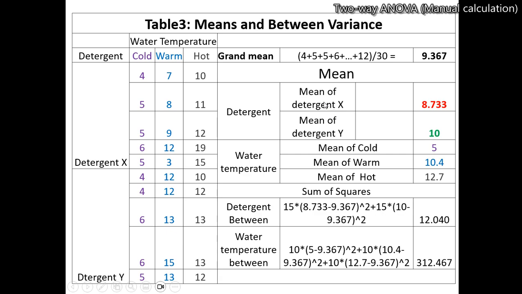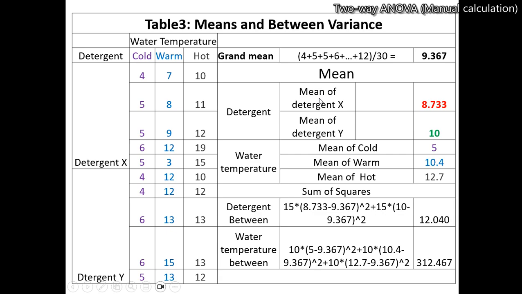Then we have to calculate the mean for each category. Here detergent has two categories and water temperature has three categories. We will calculate the mean for detergent X and for detergent Y. Similarly, we calculate the mean for cold water, warm water, and hot water, and then we finally calculate the sum of squares between detergent.